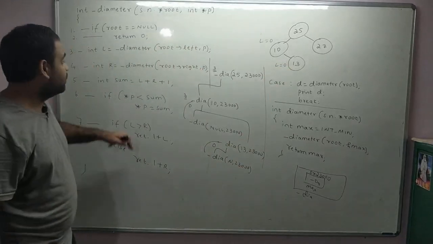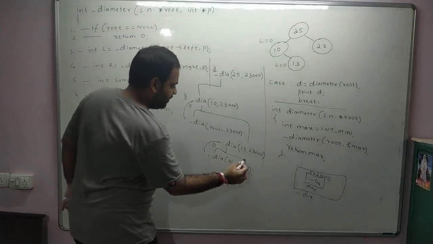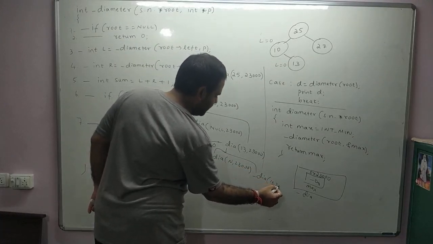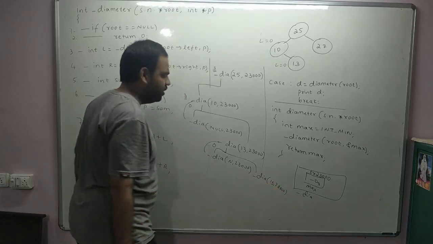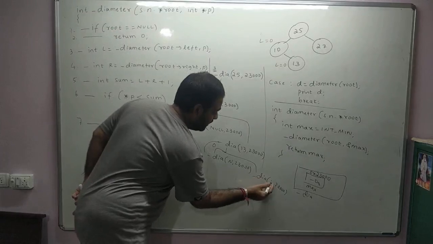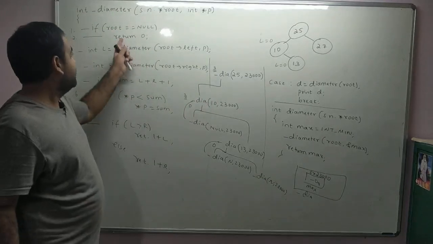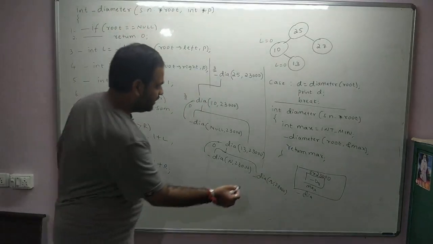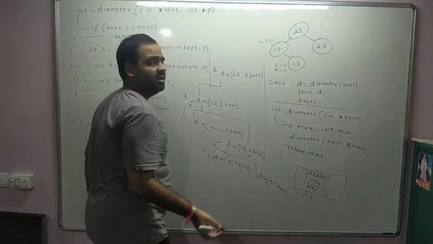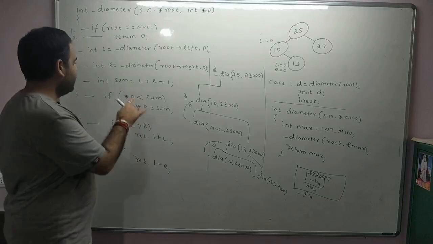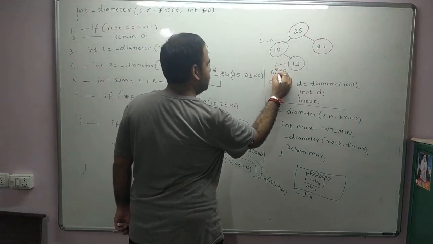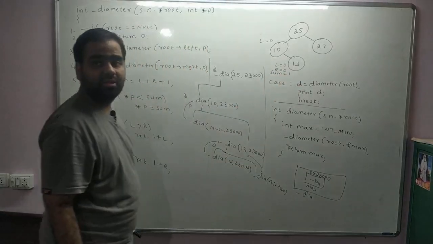Okay, now you execute line number 4. Now what does line number 4 say? _diameter of 13 arrow right, 23,000. What is 13 arrow right? Null comma 23,000. Is null equal null? Yes, you return 0. Where do you return 0? To line number 4, and it says right height is also 0. Now you say sum is equal to L plus R plus 1. Hence sum is equal to 0 plus 0 plus 1, which is nothing but 1.